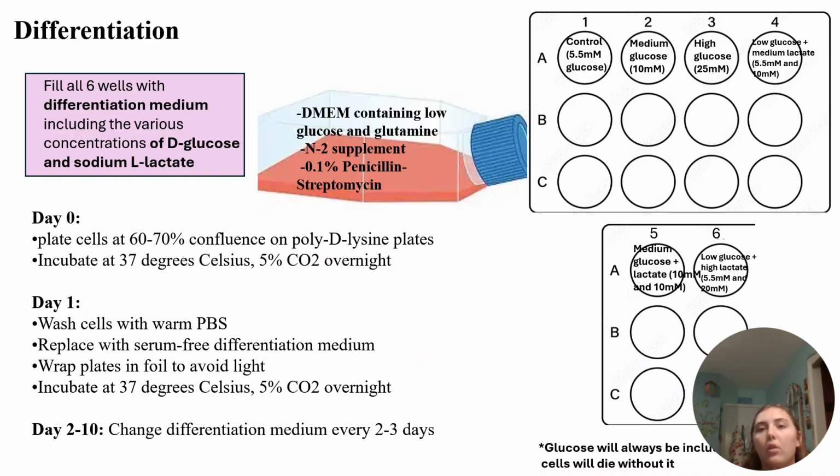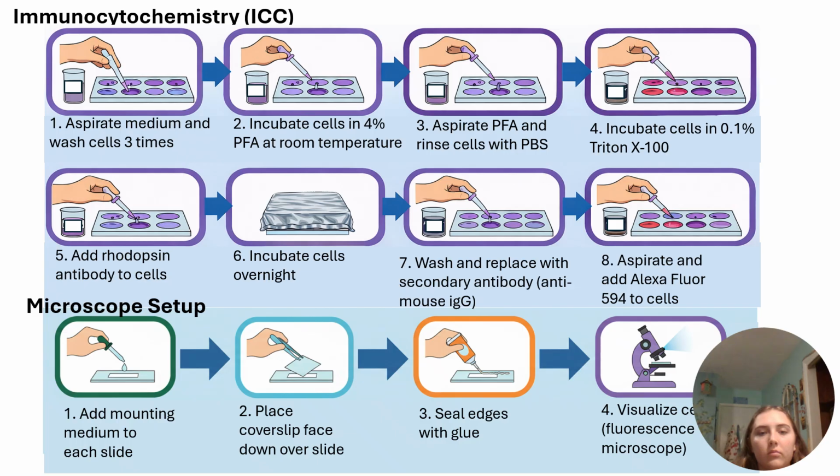The following day, the old complete medium was replaced with serum-free differentiation medium and incubated overnight. Every 2 days, the medium was replaced. After 10 days of differentiation, the cells were incubated in 4% of PFA for 20 minutes at room temperature. After rinsing, the cells were incubated in 0.1% of Triton X100 for 15 minutes at room temperature. The rhodopsin antibody was then added to each well and incubated overnight, wrapped in foil to avoid light.